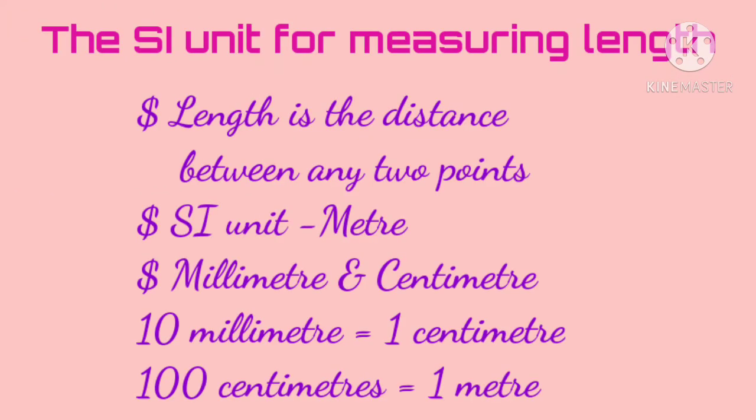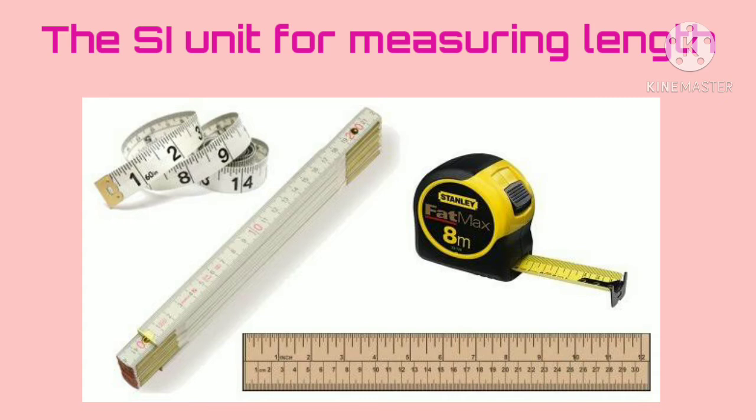The SI unit for measuring length. Length is the distance between any 2 points. The SI unit of length is the meter. It has several decimal multiples, that is, millimeters and centimeters are used to measure small lengths. Meter is used to measure big lengths, such as the length of cloth. 10 millimeters equal 1 centimeter, and 100 centimeters equal 1 meter. So these are all the different types of meter scales.